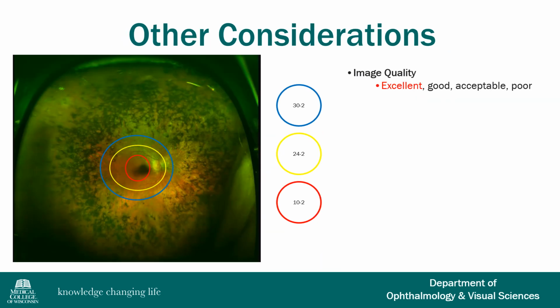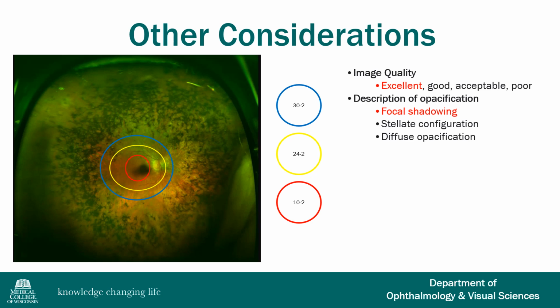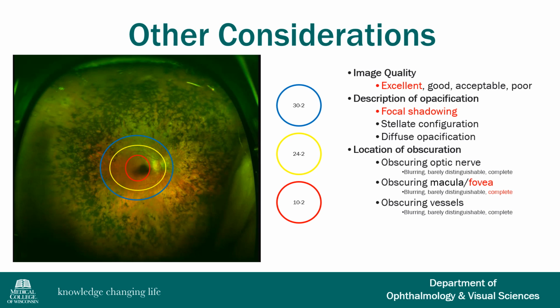Other considerations in the analysis of these photos include image quality, such as this one, which is excellent, the description of opacification, such as focal shadowing, as we see here, the location of the obscuration, such as the fovea in this example, as well as the density of the obscuration. Here we could say complete. Lastly, we would consider the size of the obscuration based off the patient's remaining visual field. For instance, if this patient had a remaining field of 10 degrees, represented by the red line, we would say this was obscuring approximately 25%.